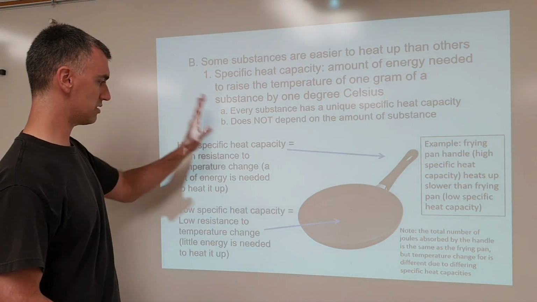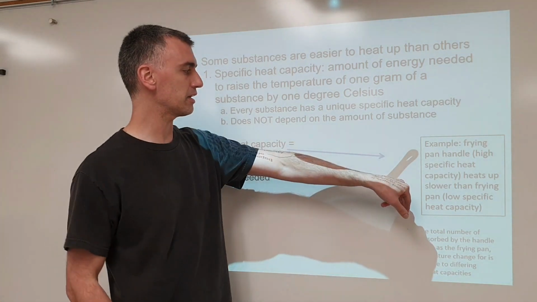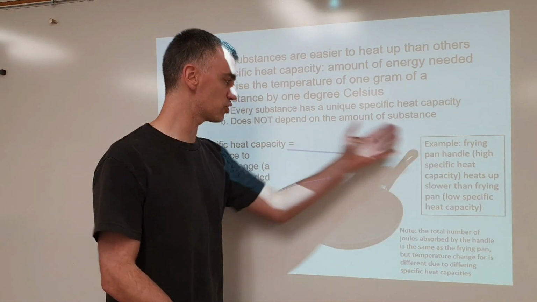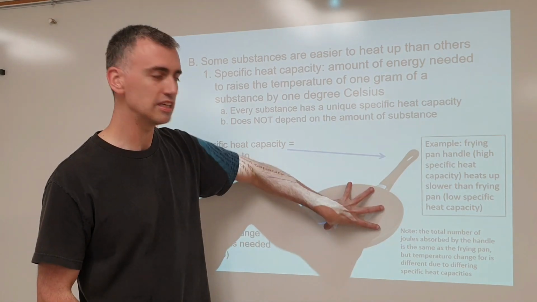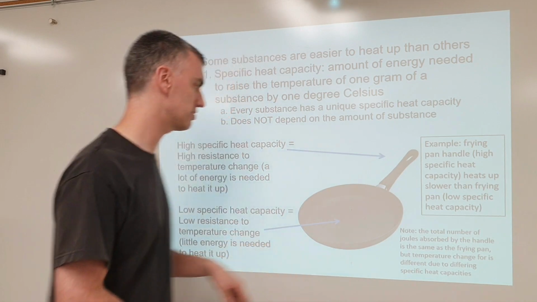So this is kind of how it works. High specific heat capacity would be like the handle of a frying pan, because when you put the frying pan on a fire, the entire thing absorbs the same amount of energy. The amount of energy absorbed by that super hot cooking surface is the same amount of energy as absorbed by the handle, at least under ideal conditions.